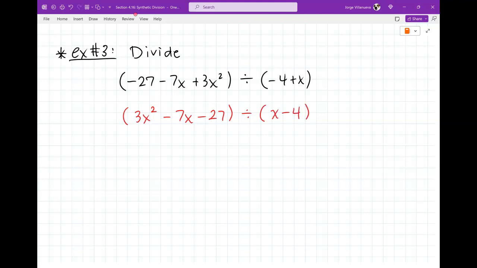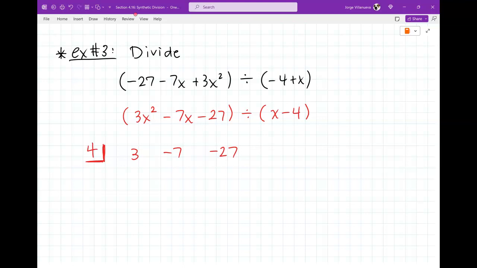I got to make it look like that first. Make sure everything's in order. And then when everything's in order, then I can do the work. So now let me write my coefficients: 3, negative 7, negative 27. Then the little half box right here. What number do I put there?